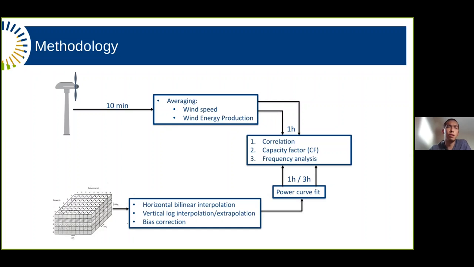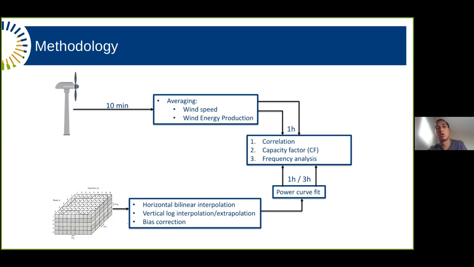Then in the lower part of the diagram, we have the methodology to extract the information from the models and get time series, because all the data from the models are given as a 3D mesh. First, we perform a horizontal linear interpolation. Then for MERRA-2, we extrapolated the 2, 10, and 50 meters velocity results to 80 meters. And for WRF, as I said, we interpolated to 80 meters.